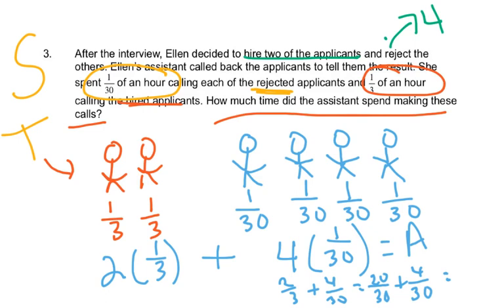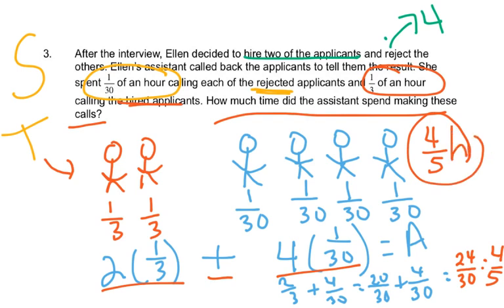by just plugging in 2 times 1/3 plus 4 times 1/30. But I do get 24/30, and that will reduce to 4/5. And so on your calculator, if you used a calculator, make sure it's in fraction answers for these fraction problems we're doing. It took her 4/5 of an hour to do the job that her boss asked her to.